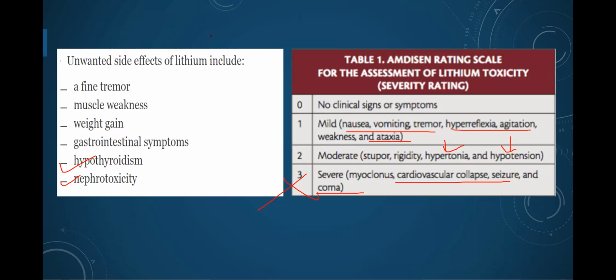Now, lithium is contraindicated in some cases. If a patient is already hypothyroid, you cannot use lithium. If a patient has renal failure, you cannot use lithium. If a patient has extensive cardiac history, you cannot use lithium. If a patient has a history of epilepsy, you should be careful using lithium.